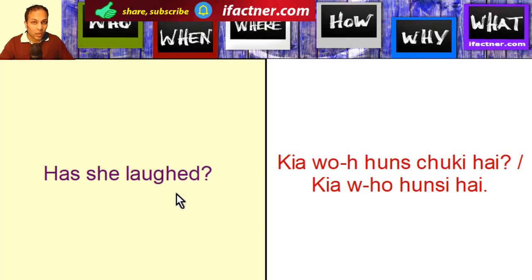Has she laughed? क्या वो हंस चुकी है? क्या with है means has, वो she, हंसना is to laugh, हंस चुकी laughed. हंसना is called in Urdu and हंसना is in Hindi. क्या वो हंस चुकी है? And we can say क्या वो हंसी है?